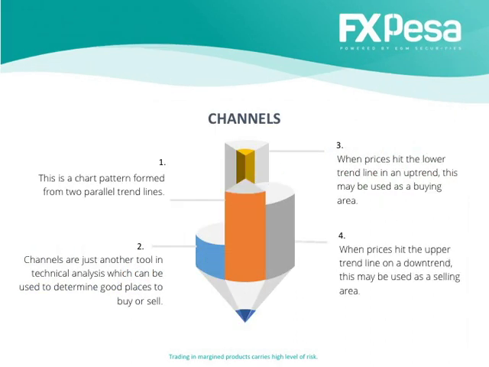Channels. This is a chart pattern formed from 2 parallel trend lines. Channels are just another tool in technical analysis which can be used to determine good places to buy or sell. When the prices hit the lower trend line in an uptrend, this may be used as a buying area. When the prices hit the upper trend line on a downtrend, this may be used as a selling area.